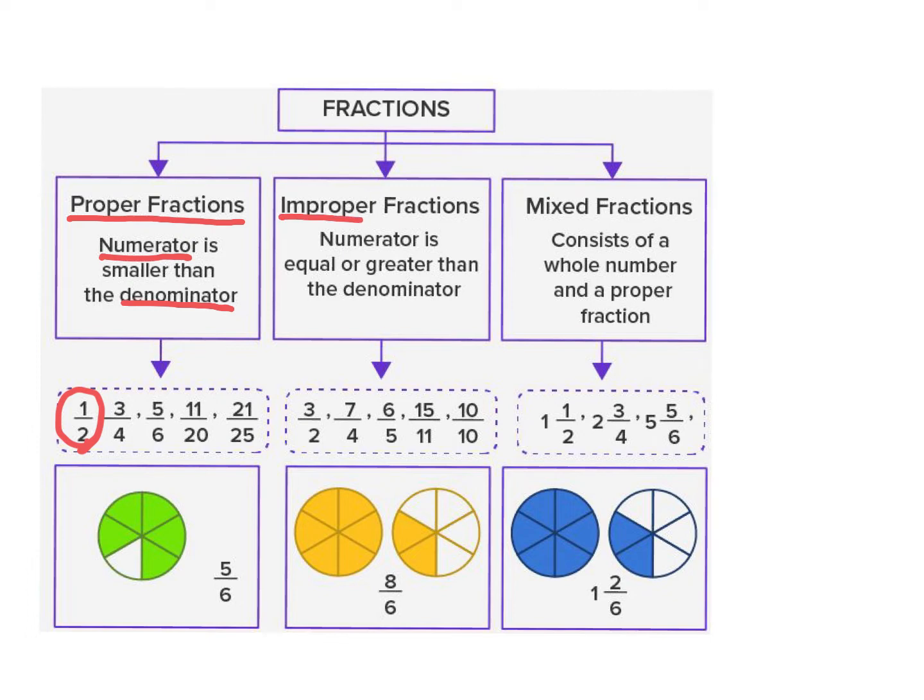The next type of fraction is improper fractions, and this is where the numerator is either equal to or greater than the denominator. So for instance, 6 is greater than 5, so that's improper, and 10 is equal to 10, so therefore that is also improper.